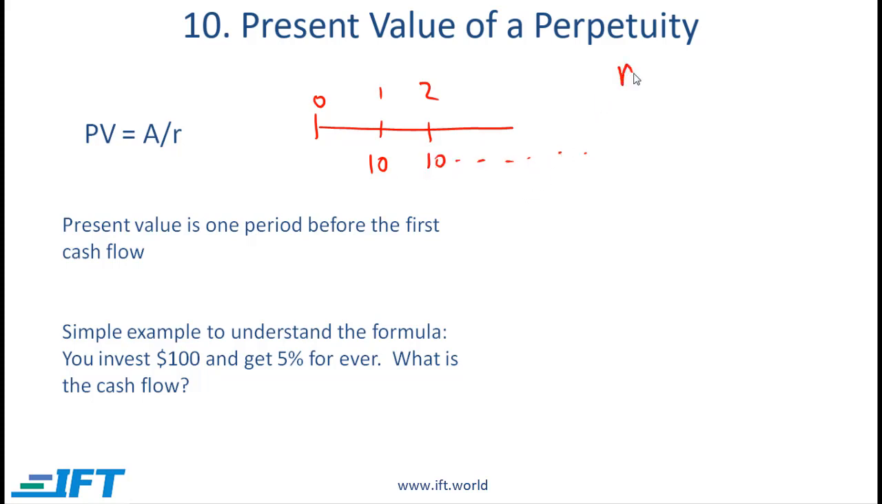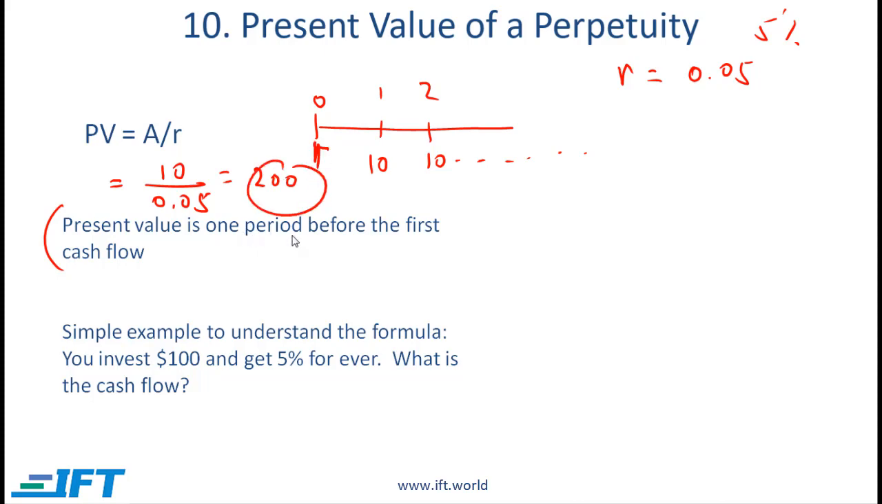And let's say that the discount rate is equal to 0.05 or 5%. The present value of this cash flow is simply given by the amount, which is 10, divided by the discount rate, which is 0.05. So the answer here is 10 over 0.05, which is 200. Keep in mind that the present value of 200 is one period before the first cash flow.